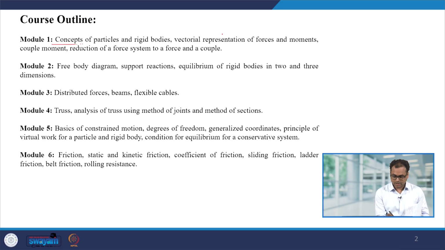I am Anjani Kumar Tiwari, faculty in the Department of Physics at IIT Roorkee. This course is about mechanics and the following is the outline of this course. This course is going to run for 12 weeks, so therefore this has 12 modules. In the first module, we will look at the concept of particles and rigid bodies.